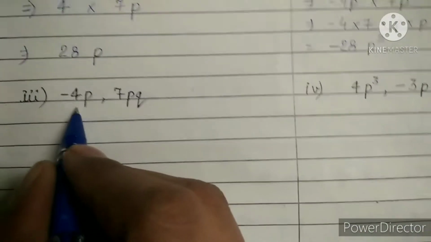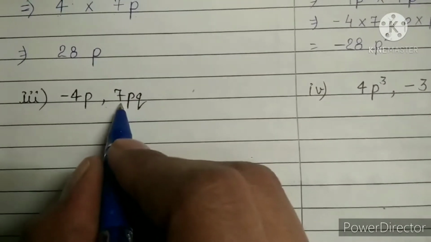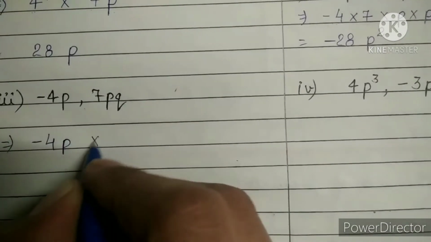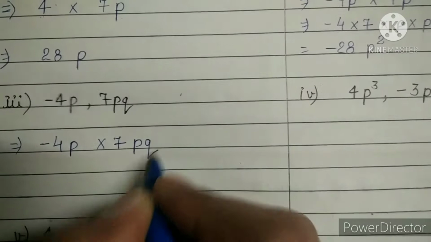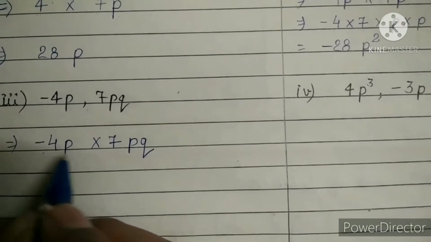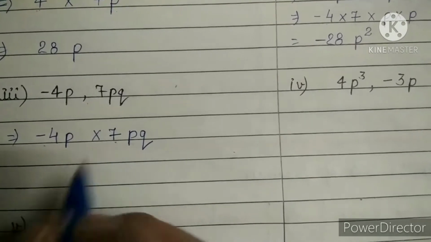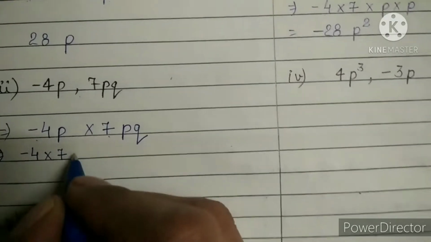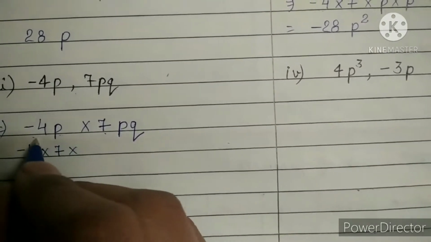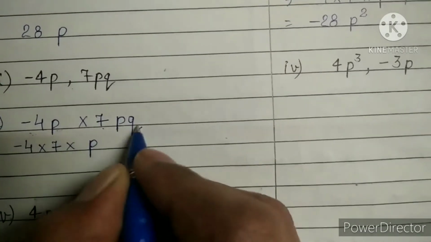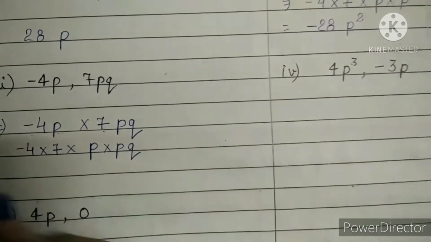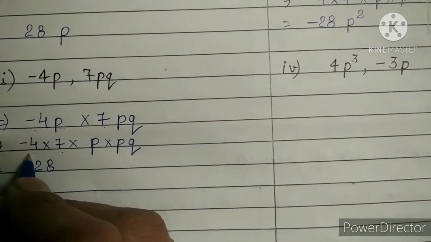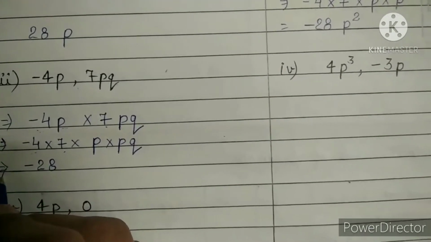Third, minus 4p multiplied by 7pq. Numerical coefficient will multiply by numerical coefficient, which means -4 will multiply by 7. Now what is remaining? With the first expression, p, and in the second expression, pq is remaining. So 4 sevens are 28, but one number is negative, so negative will come in the answer.